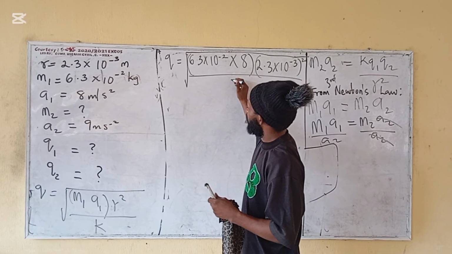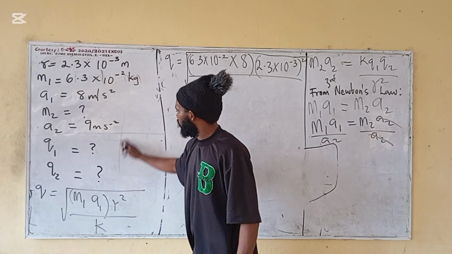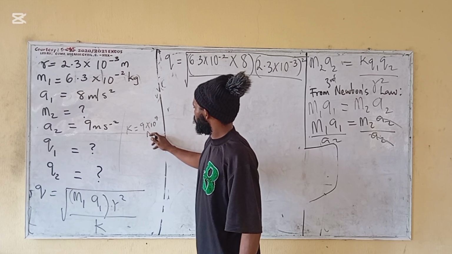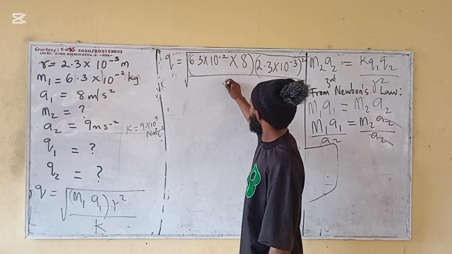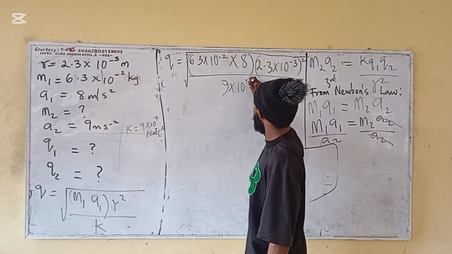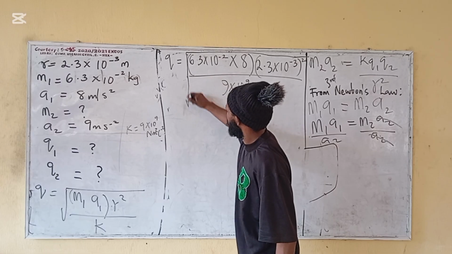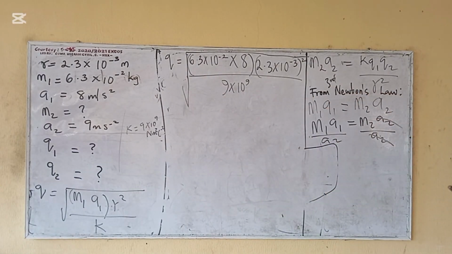So now you do K. Remember that K has a value: 9 times 10 raised to the power 9 newton meters squared per square coulomb. So remember, I have 9 times 10 raised to the power 9. Okay, so I have punched. Let's see what you have.